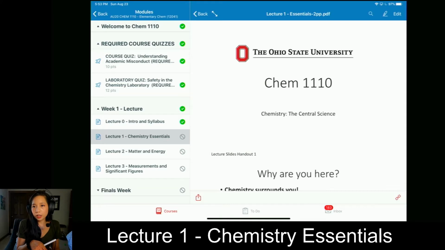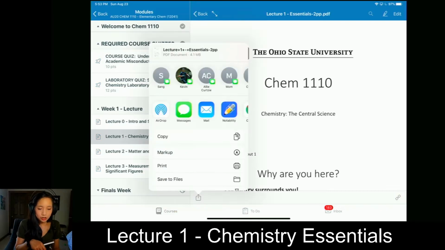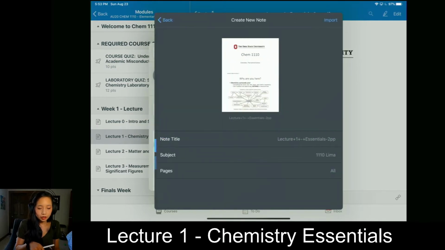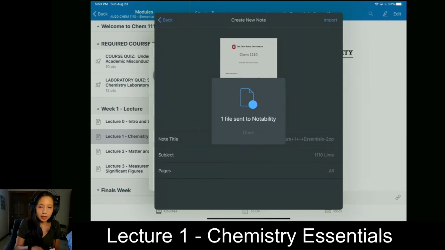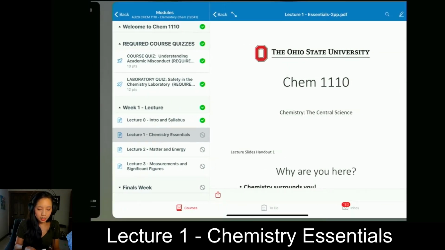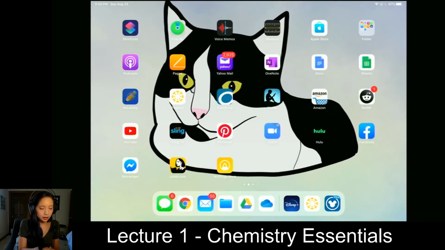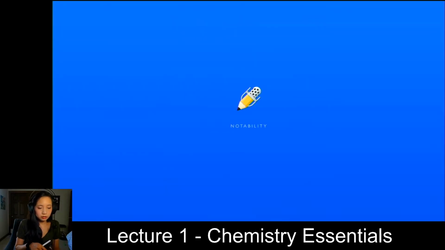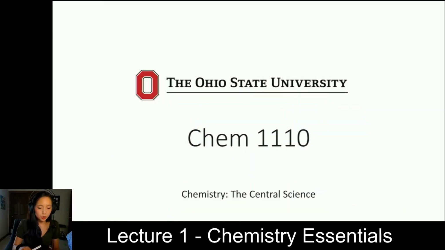Ooh, I should have done this beforehand. Okay, so there are the slides. You can either print them out on paper or send them to Notability. Create a new note since it's a new set of slides, or organize it however you wish. I'm going to send it there into my subject of Chemistry 1210 and import, and then head on to Notability to start the lecture. All right, Lecture 1.